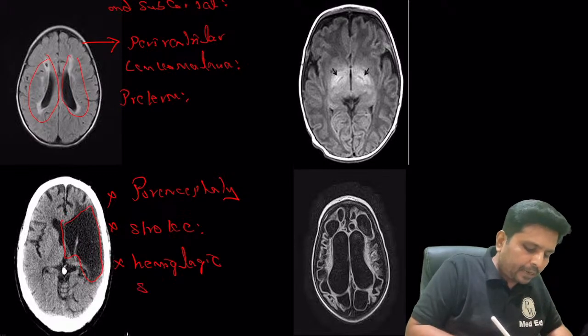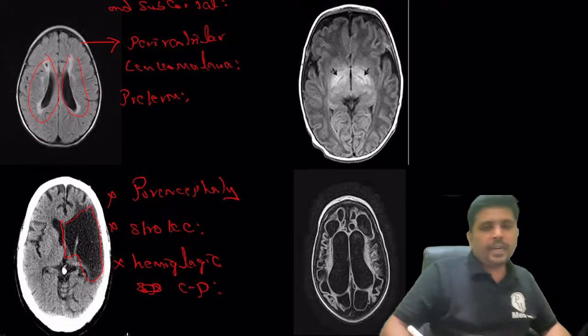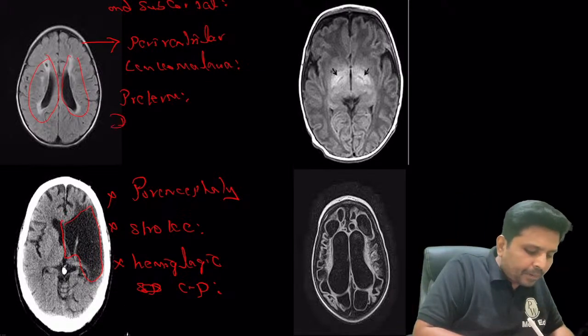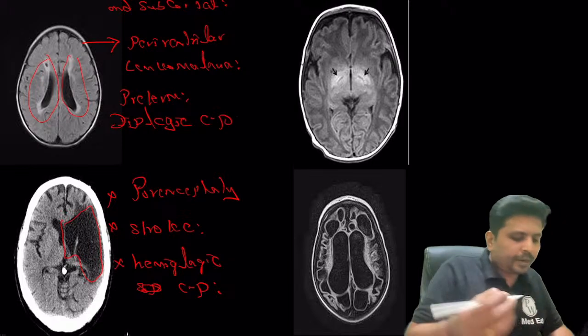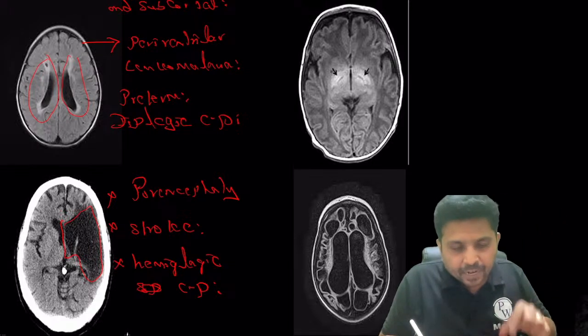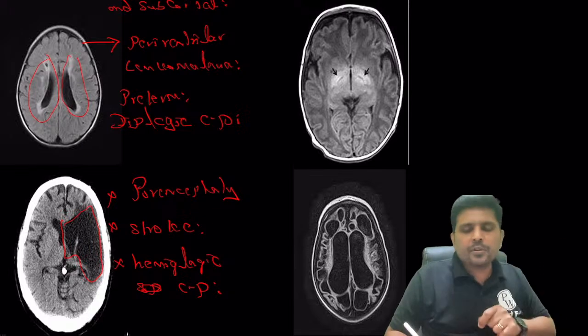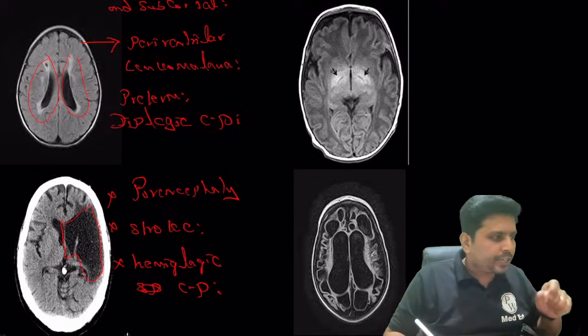Hemiplegic CP. What is that CP? Hemiplegic CP. Whereas in preterm, it is diplegic CP. Diplegic cerebral palsy. Porencephaly occurs in hemiplegic cerebral palsy. In these two conditions, the tone is increased.